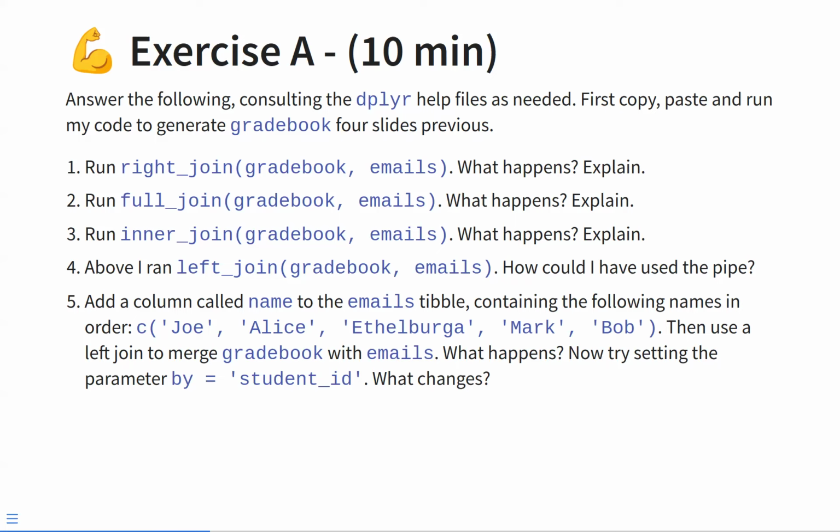You can do this just using dplyr. And I'd like this column to contain the following names in order. Then I'd like you to left join to merge gradebook with emails. What happens? Now try setting the parameter by equal to, quote, student ID and see what changes.